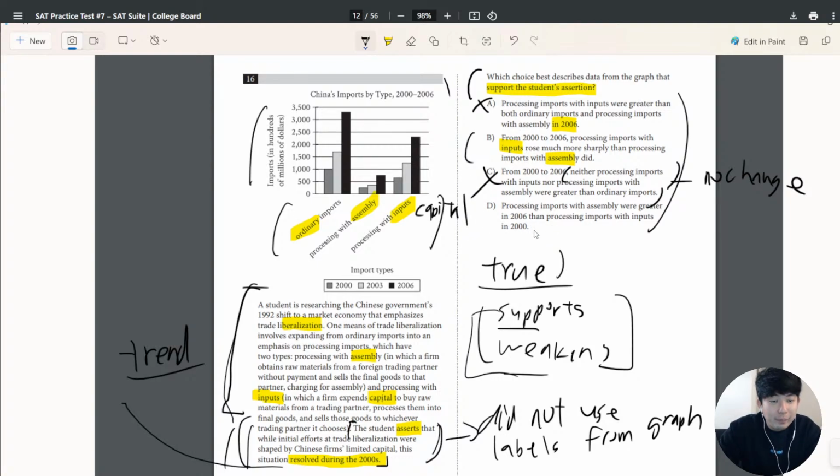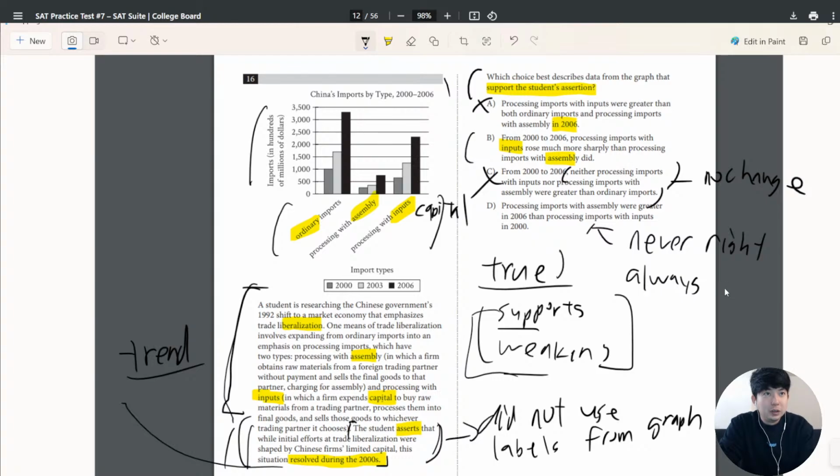And then D. Oh, guys, can we look at D for a second? That is never right. Or that's always wrong. Something with this structure cannot be, okay? So, when I compare two things, I have to compare one thing at a time. Yeah, it has all the right words. Imports, assembly, right? Imports, inputs, 2000, 2006, right? It is a very common trap answer. Okay, this is what I'm going to do.